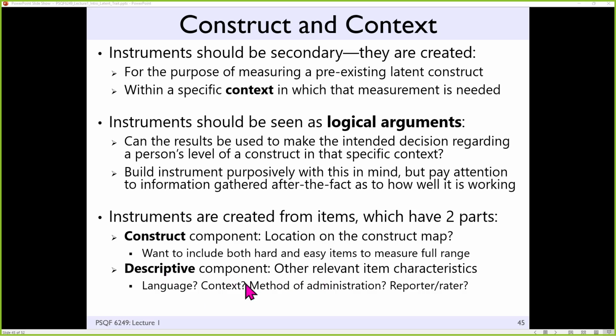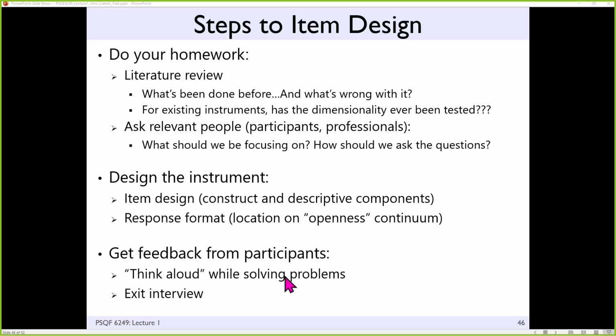One of the things in the book that he talks about is all these other things that you have to think about. What type of language do you want to use? Not just literally Spanish, English, German, what have you, but how easy do the items need to be for the people answering the questions to answer correctly? What context? What's the method of administration? So this is where doing your homework before you begin is imperative.